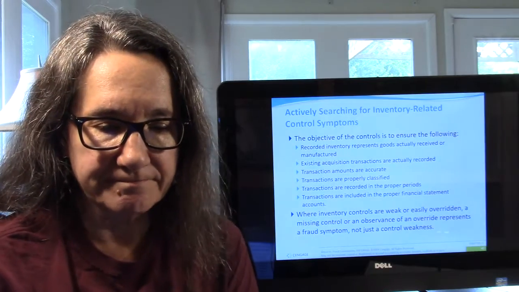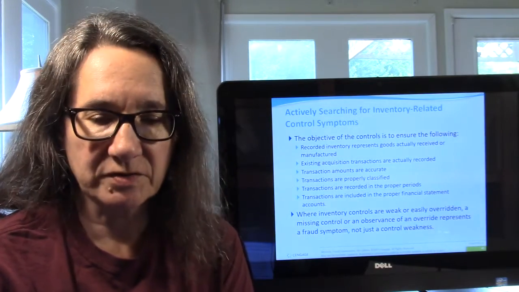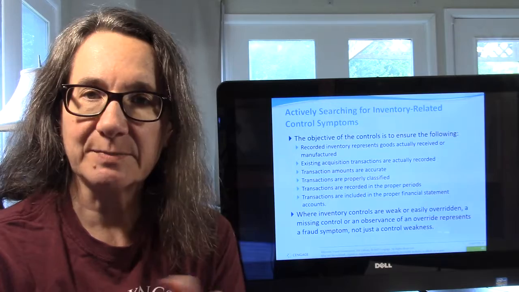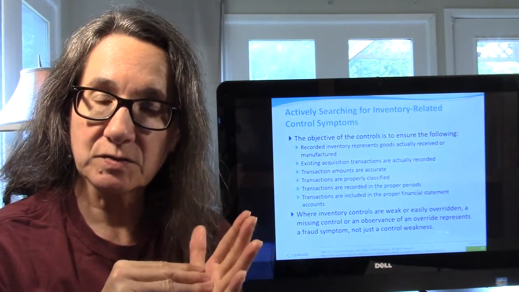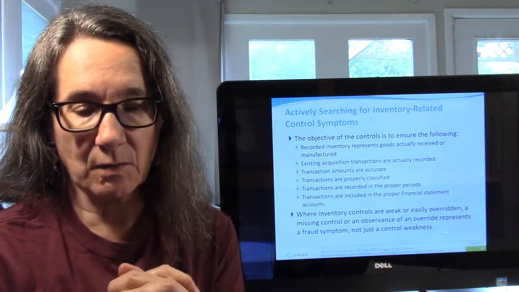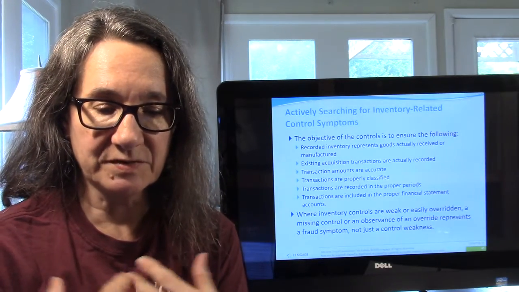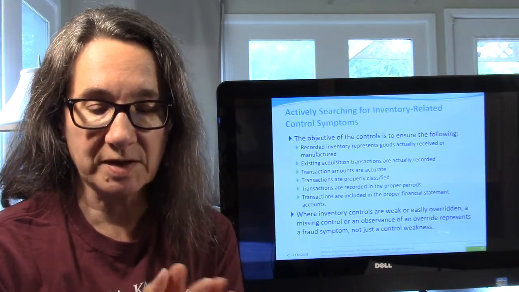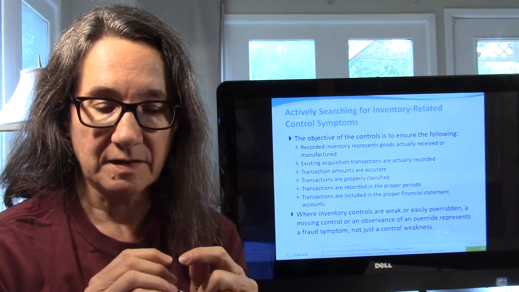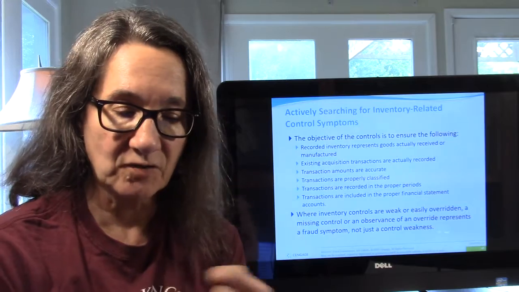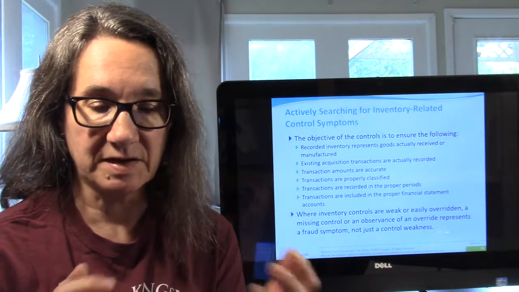So the idea behind inventory internal controls is to keep it safe, keep it from being stolen, and to make sure the number value is correct. So you will be able to look where controls are weak. You will see, okay, here's an override. That's a fraud symptom, not just a weak control.